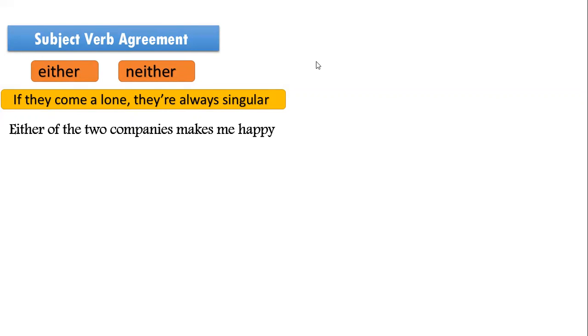Somebody says it should be make, because the word companies is plural. And I said when the subject is plural, we do not add S to the verb. That's perfectly right. But can you see the word either in the beginning of the sentence? As long as we have the word either or the word neither, the subject is singular, no matter what comes after them. Even if 500 people come after the word either, still the word is a singular subject.